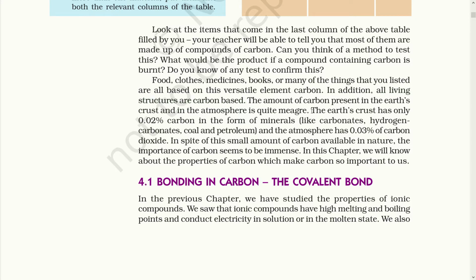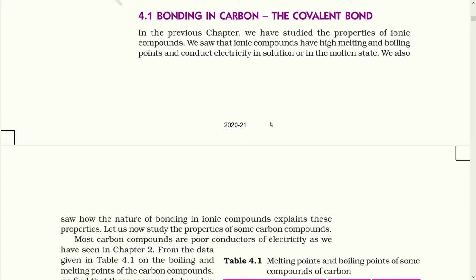The earth's crust has only 0.02% carbon in the form of minerals like carbonates, hydrogen carbonates, coal and petroleum, and the atmosphere has 0.03% of carbon dioxide. So here you can see the presence of carbon in the earth's crust as well as in the atmosphere is very little. Still, it is present in all the biotic and non-biotic components of the earth, thus it has its own importance. In spite of this small amount of carbon available in nature, the importance of carbon seems to be immense.